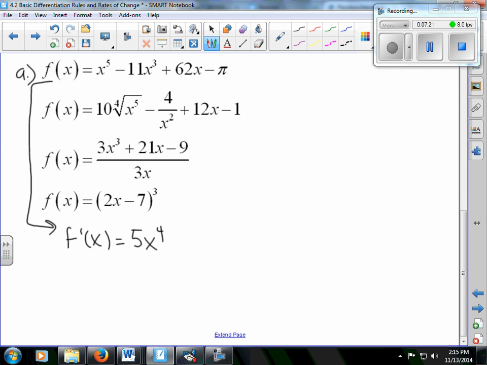Now I'm going to use my sum and difference rule. So I'm just going to minus the derivative of the next part. Well, the next part has a constant multiple in the front, 11. So I'm just going to do 11 times, and then what's the derivative of x to the 3rd? That's the power rule, 3x squared. Now plus, I get to do a plus and then do the derivative of my next term, 62 times x. Well, 62 is a constant multiple, so it's 62 times the derivative of x. I don't think we've done the derivative of x yet.